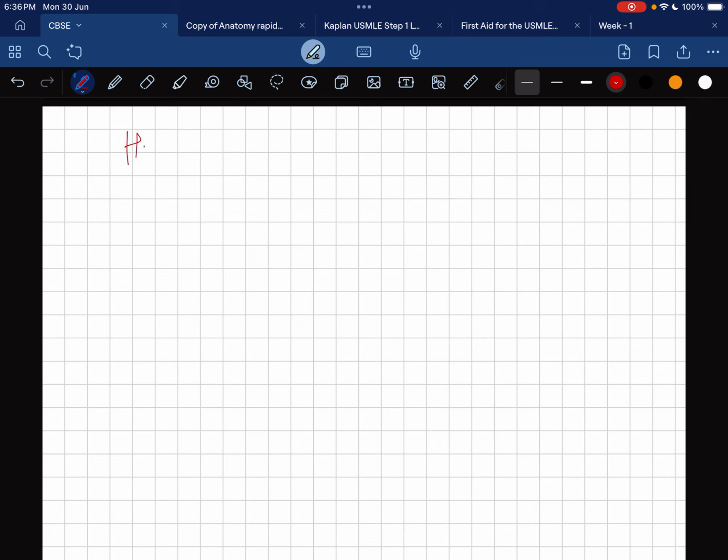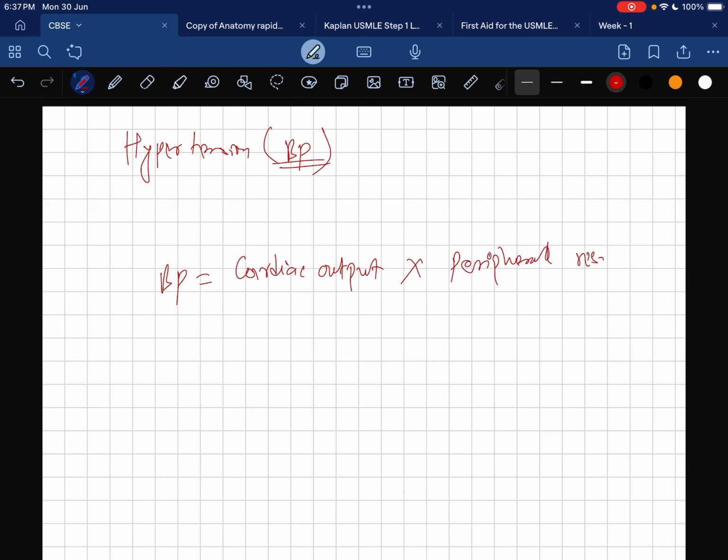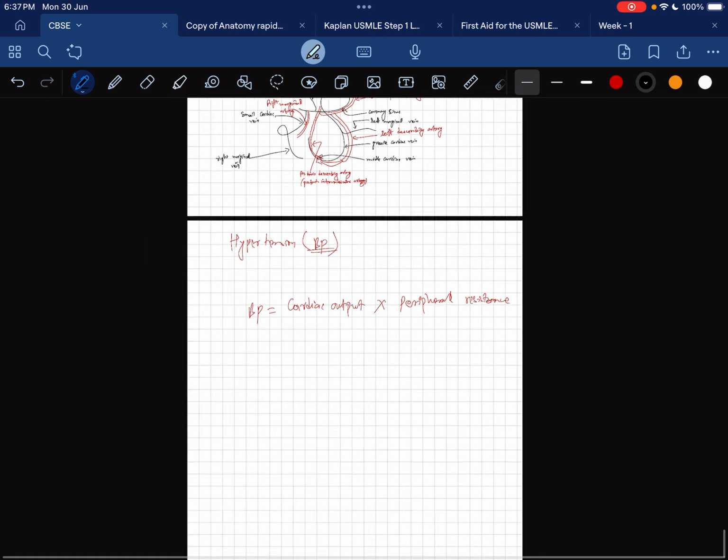Going to discuss hypertension and BP, blood pressure. So blood pressure means cardiac output into peripheral resistance. So what factors affect the cardiac output and what factors affect the peripheral resistance? So we are going to discuss.